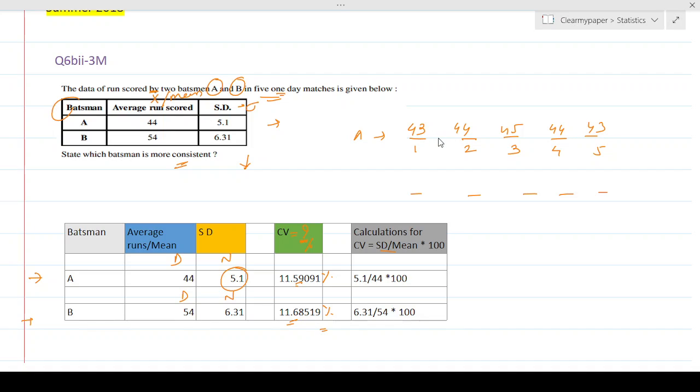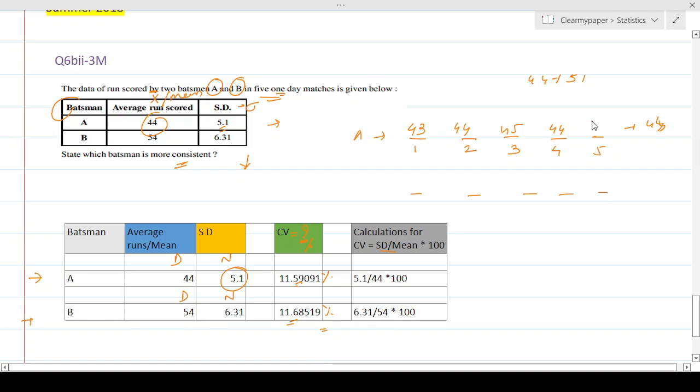So the consistency is better because the overall average is 44, and all the numbers are consistent across all the games. It's not varying, and hence the standard deviation also is less. It's like 5. So at the most, in some matches he would have gone up to 49, because 44 plus standard deviation 5.1 is 49. That's the standard deviation. That's how you understand that.